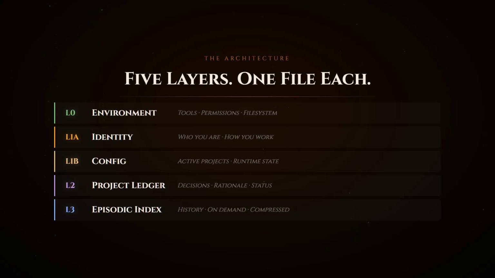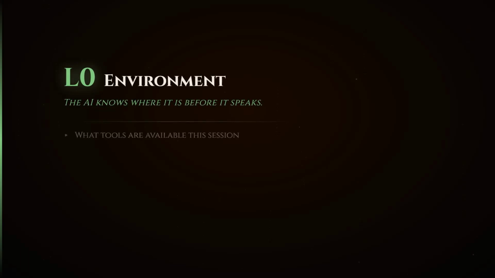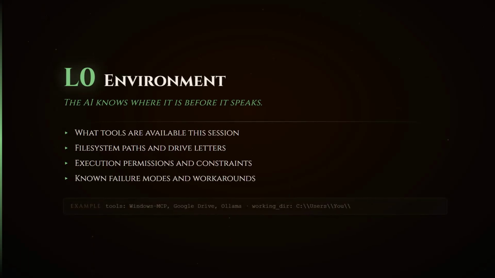Let's start with the environment. The AI knows where it is before it even speaks to you. It knows which tools are available in this session. It knows the file system paths on your particular computer and the drive letters. It understands execution permissions and constraints which you set. And it has known failure modes and workarounds. It will always be honest with you if it doesn't know something.